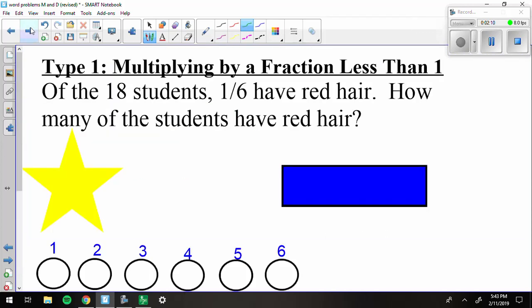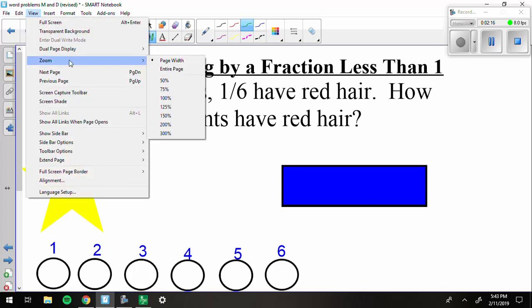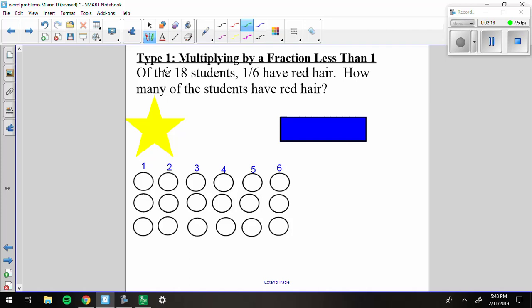And our first example is, one second. Much better. Let's look at this example. This is a type 1 problem, multiplying by a fraction less than 1. And it says, of the, I'm just going to stop right there. Look up to that top slide. Can you say blank of the total, or of a total? Whoa. It's like it's already telling you what kind of problem it is. Of the 18 students, 1/6 have red hair. How many of the students have red hair?